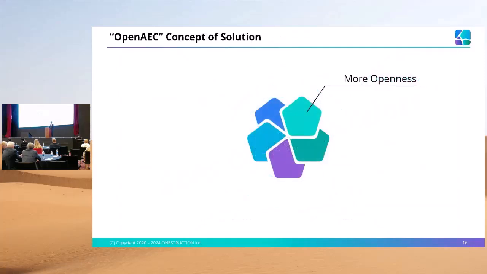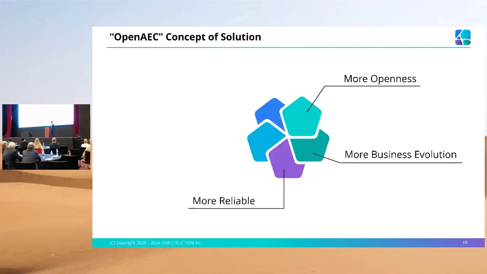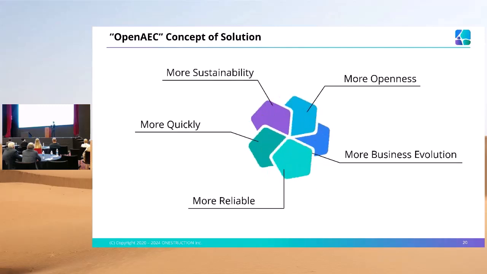So let's introduce the concept of OpenAEC. First, more openness. Openness means making it easier for more people to understand and appreciate. Promoting understanding accelerates the use of OpenBIM. Next, more business evolution. More reliable, more quickly, more sustainability.